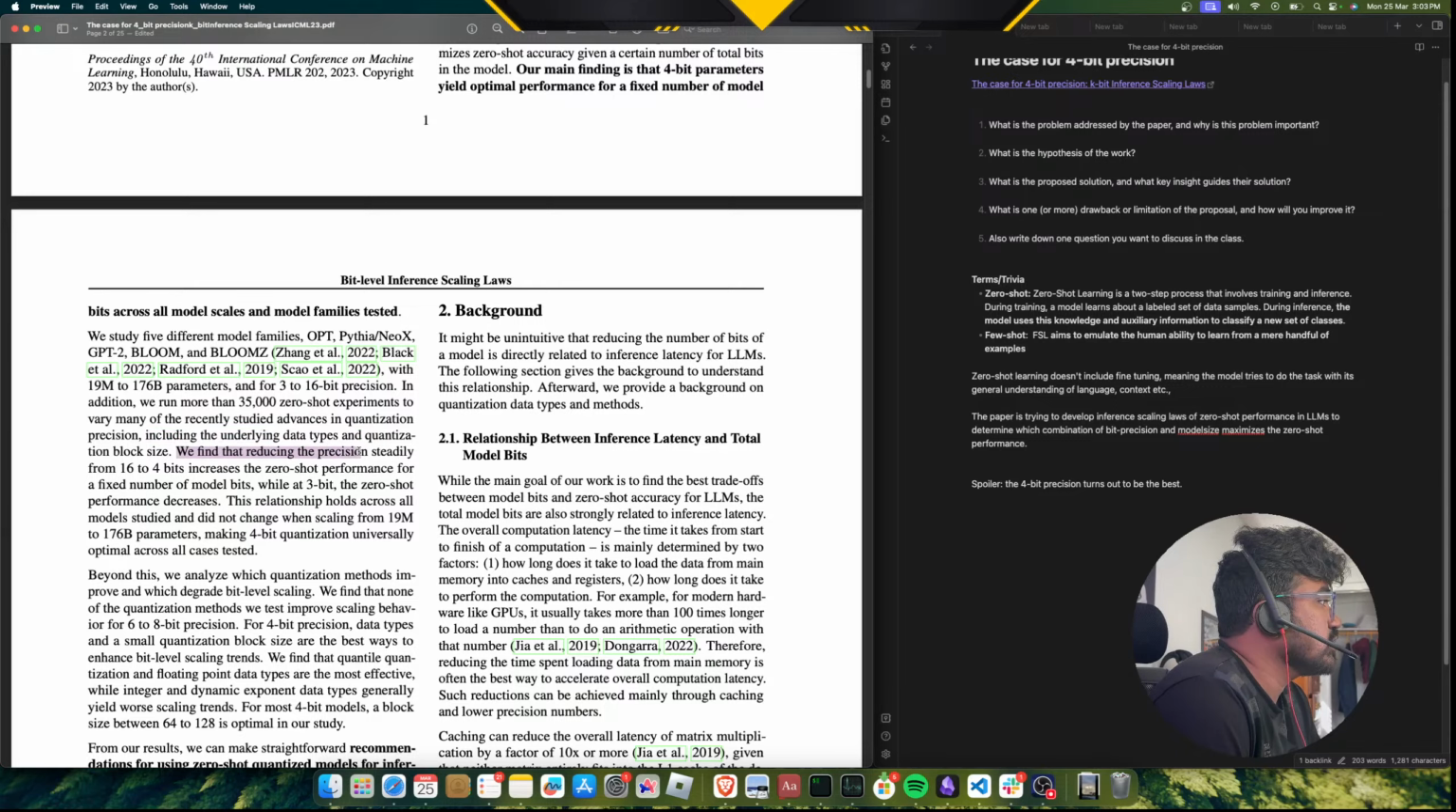We find that reducing the precision steadily from 16 to 4 bits increases the zero-shot performance for a fixed number of model bits. So for a fixed number of model bits, if you keep reducing the precision from 16 to 4, performance keeps increasing, while at 3 bit, the zero shot performance decreases. This relationship holds across all models studied and did not change when scaling, making 4-bit quantization universally optimal in all cases tested.